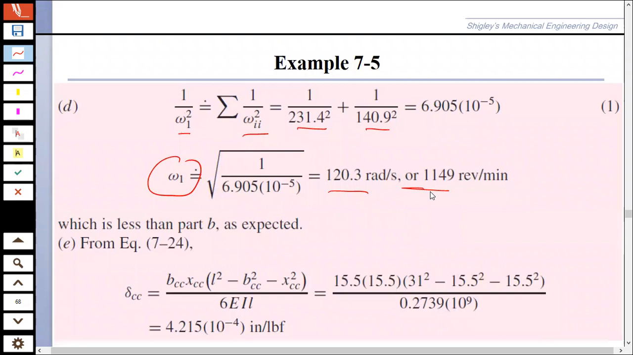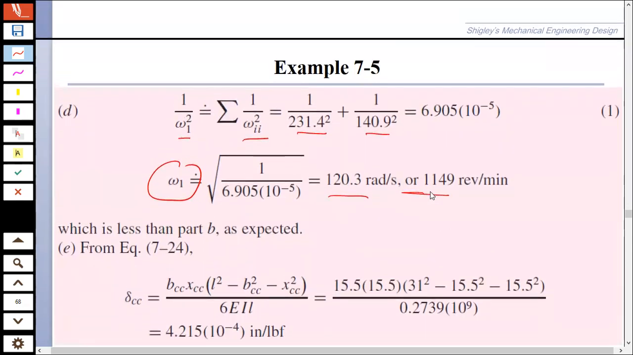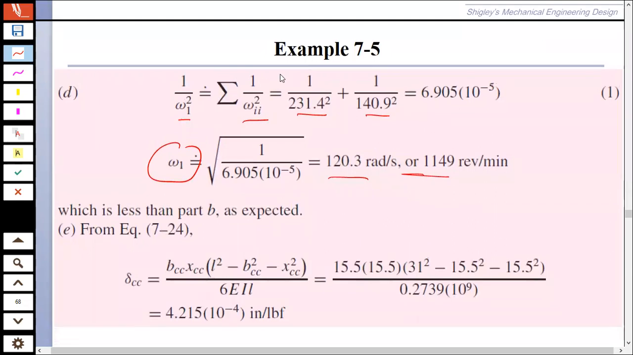Okay. So there is a difference between the both, which you have found out in two ways, and this is a little bit less than that. Okay.